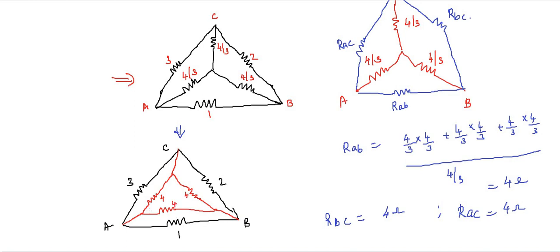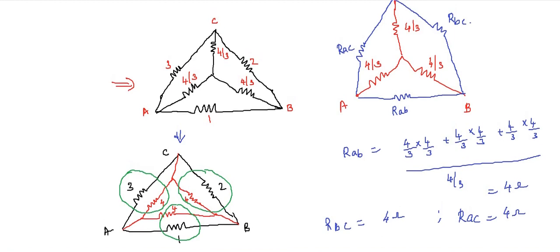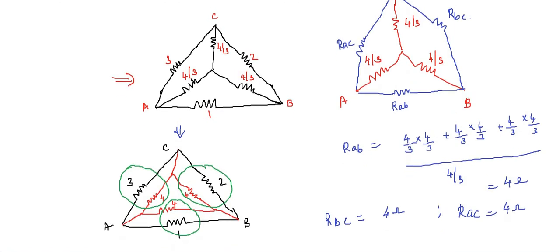Now you can see that the 3 ohm and 4 ohm resistances are connected in parallel. Again these two resistances, 4 ohm and 2 ohm, are connected in parallel, and this 4 ohm and 1 ohm are connected in parallel. So we can find out the equivalent resistances for each of these parallel connections.